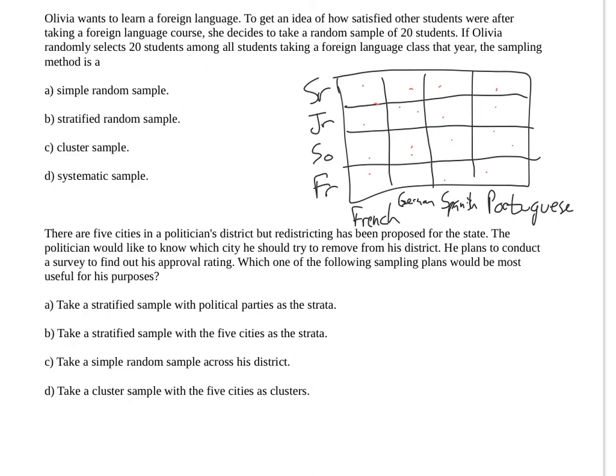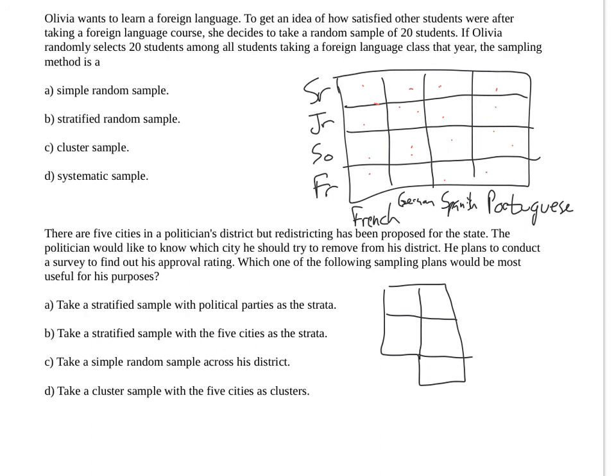Alright, here's this guy's district. He's got a district that looks like this. It's a very conveniently shaped district in order to get 5 cities, right? So he wants to know which city he should remove from his district. This, by the way, is called gerrymandering. It's a very bad thing.